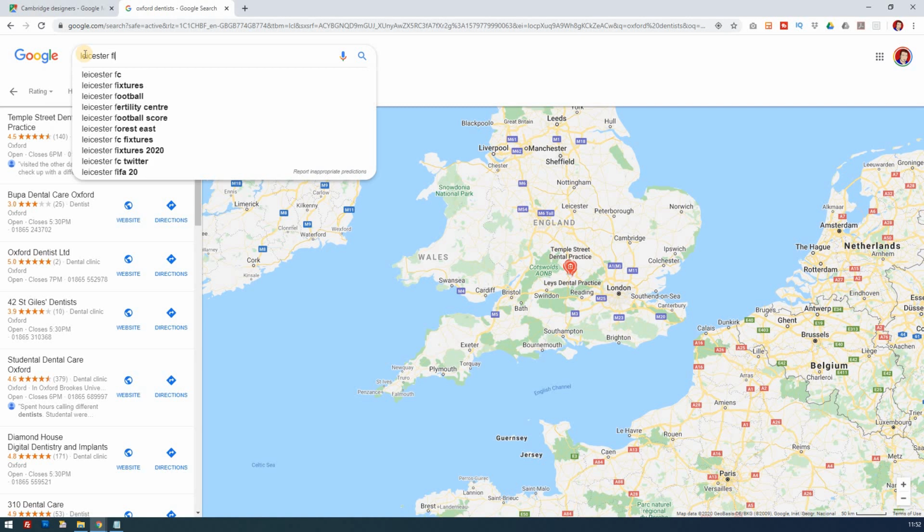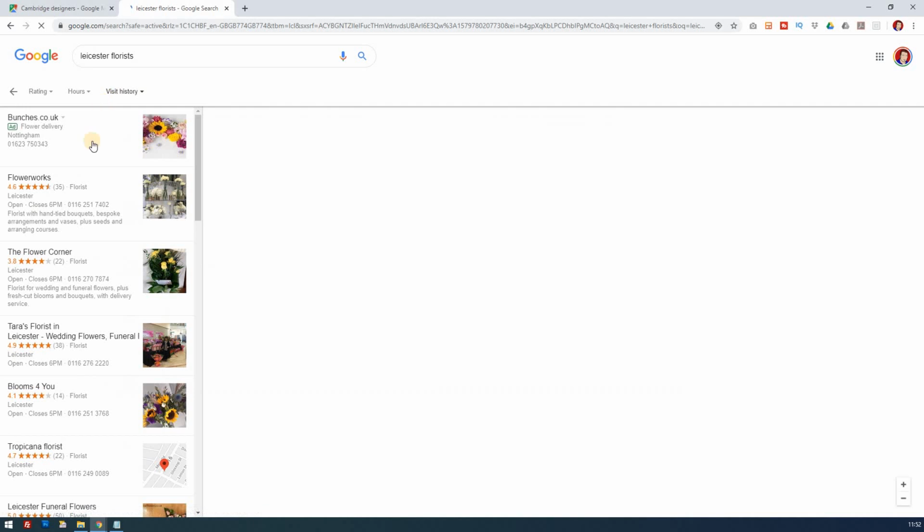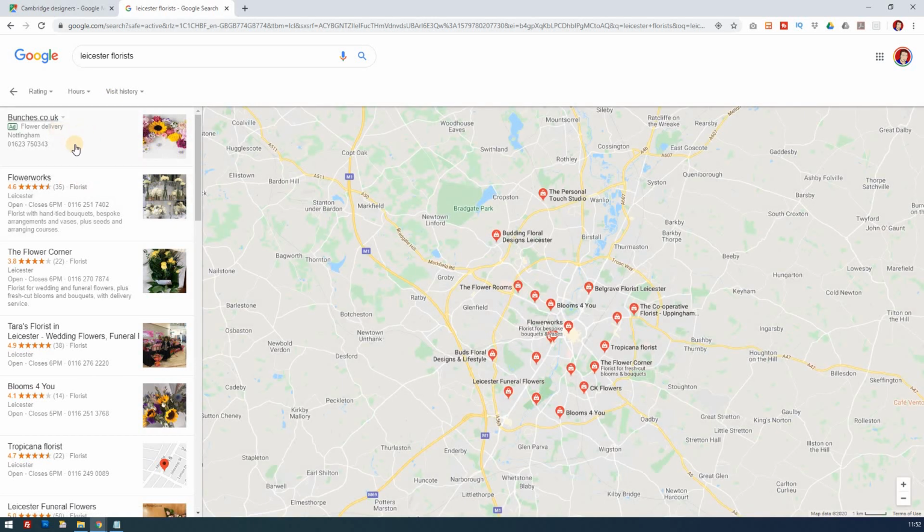And we'll go for, say, the florists in Leicester. Let's see if there's any florists in Leicester. I've no idea what's going to come up. It's totally random. So we've got one advert for that. So we've got florist, florist, florist, florist, florist.